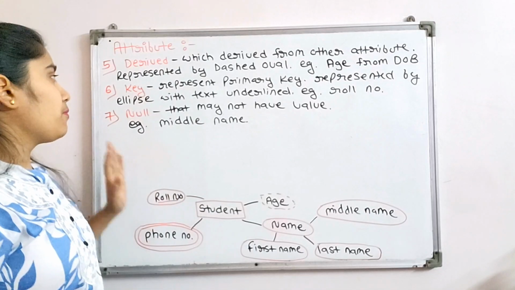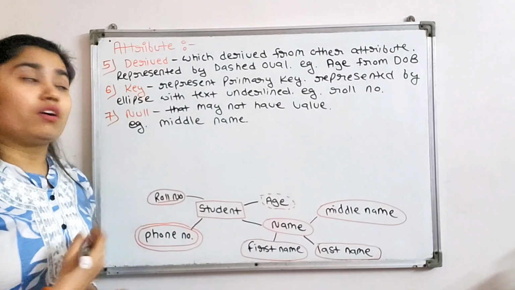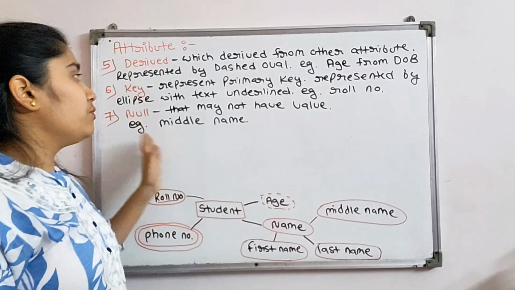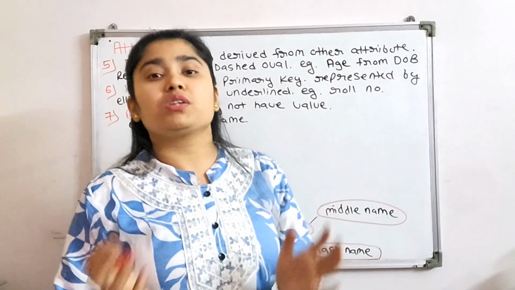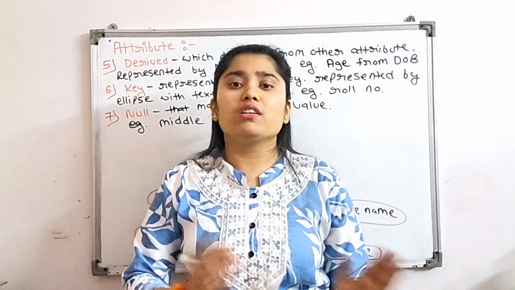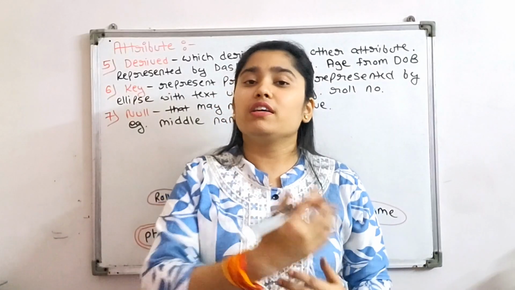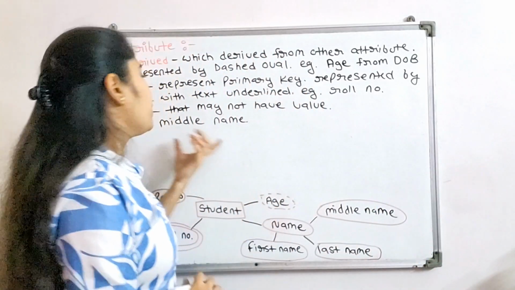Now our next type of attribute is the null attribute. What is the meaning of null attribute? An attribute that may not have a value. There may be some attributes which do not have any value, or it is not necessary that they have a value. For example, the middle name.